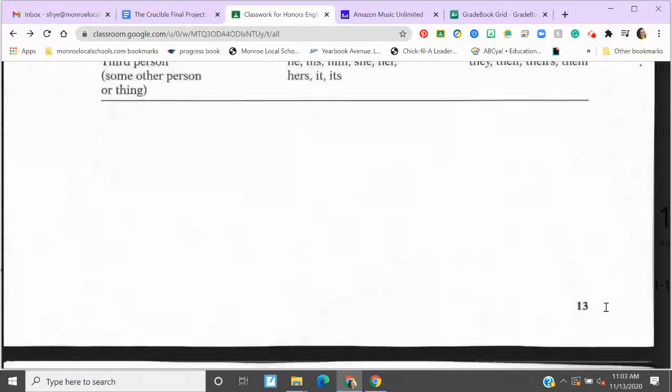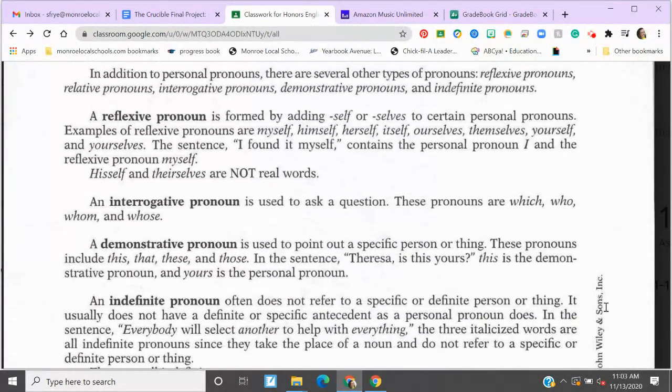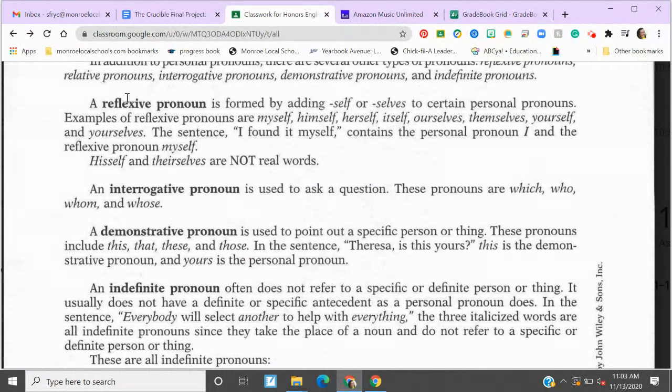There are a million other types of pronouns though too. And I do not care if you can identify them. I will never say, can you tell me what a reflexive pronoun is? Can you tell me what an interrogative pronoun is? But I do want you to be able to find them in a sentence. So you need to make sure you read this worksheet.